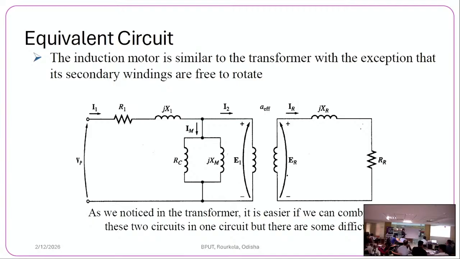Accordingly, XM is called the mutual inductance between the stator and rotor, or the magnetizing reactance of the machine. X1 is called the stator leakage reactance, and XR is called the rotor leakage reactance. So when we say synchronous reactance, it is a combination of the leakage reactance and the mutual reactance.